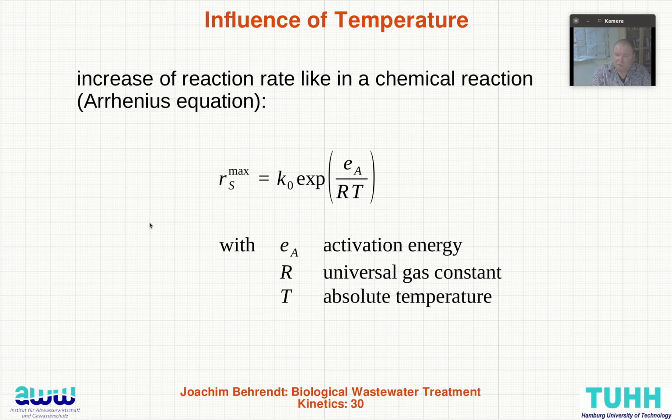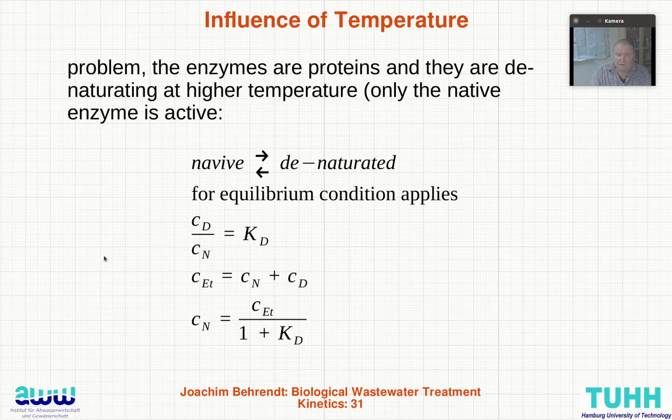Another important influence on biochemical transformations is the temperature, as in every chemical reaction. Normally the Arrhenius equation applies, where the maximum uptake rate depends on K0 with the exponential of the activation energy, the universal gas constant divided by T. But enzymes are not like other chemicals. They can change their behavior with respect to the temperature. As you know maybe from an egg, this is clear, and if you heat it, it becomes white.